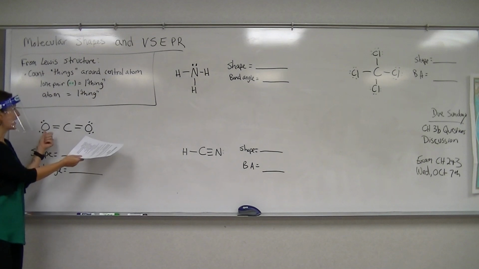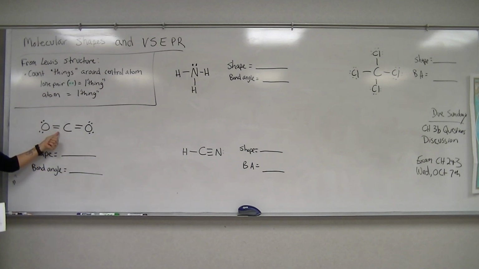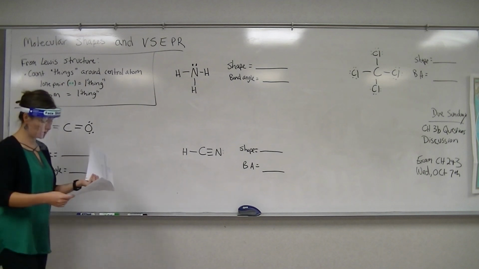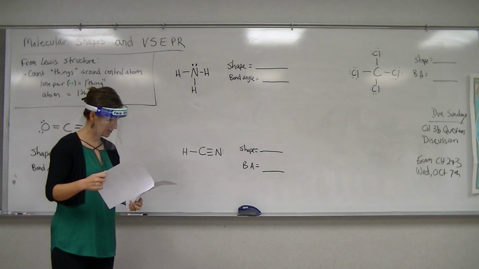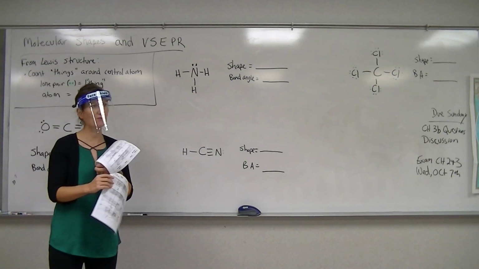Just 2. It doesn't matter that there are double bonds. It wouldn't matter if it was a triple bond. We're looking at how many atoms. So there are 2 atoms around carbon. So what I'm going to do is turn to page 4, and I numbered these to try to make our life easier.